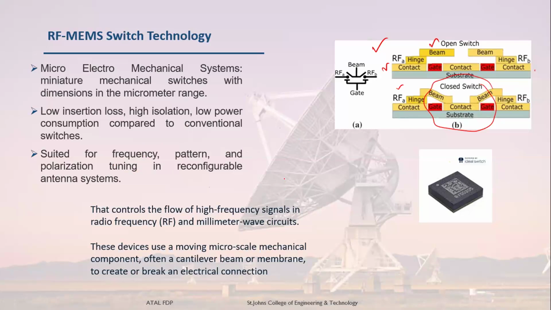As I told already, when these devices use a moving micro-scale mechanical component, we call it the cantilever beam. This cantilever beam will be touched so that contact is made, or broken or created, through electrical connection. So this is the symbol, this is the component of my electromechanical switch. These dimensions are in micrometers.